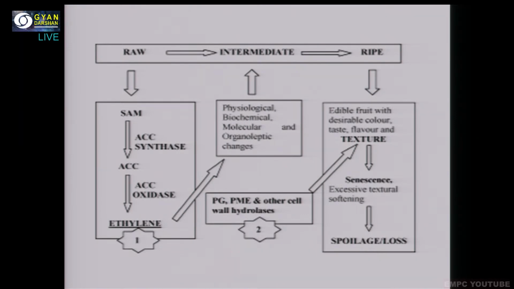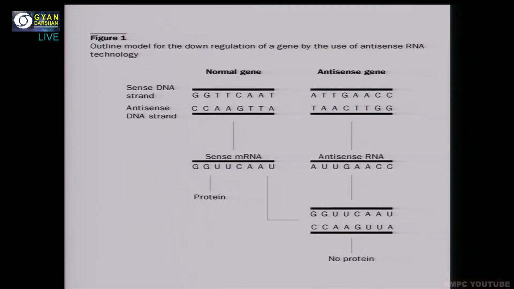So if you want to delay the fruit ripening process, because you want to increase the shelf life of the fruit so that it does not get rotten easily, what will you do? You will try to stop or retard the ethylene production. So you will try to reduce the expression of ACC synthase or ACC oxidase, and people have actually done that through one technology, which has been shown here as the antisense RNA technology.